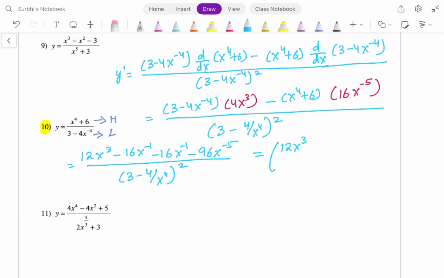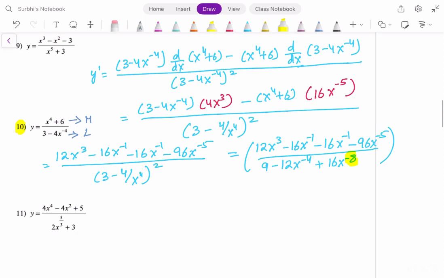And now after this, we have 12x cubed minus 16x to the power of negative 1, and then again 16x to the power of negative 1, and 96x to the power of negative 5. And now I will simplify the denominator as well. So again, denominator is nothing but a minus b whole squared in this case. If you look closely, we have negative 8 in the denominator, right? X to the power of negative 8.